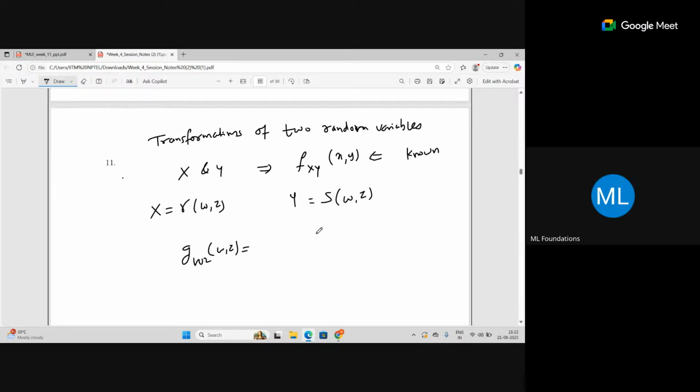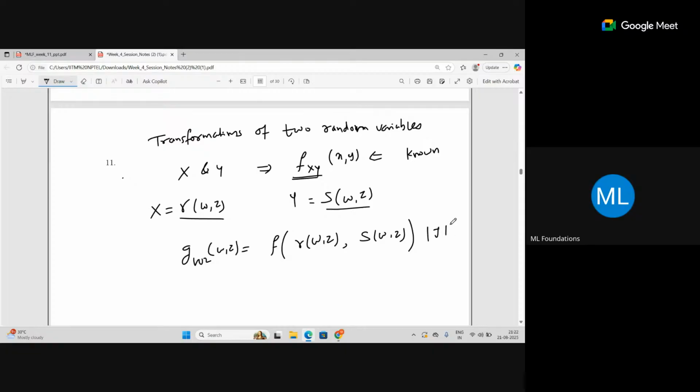The formula for this is what is known to me: the joint density of x and y, right? So I'll just put it down here: f of, instead of x I'll write r of w comma z, and instead of y I'll write s of w comma z, into the Jacobian. Fine.